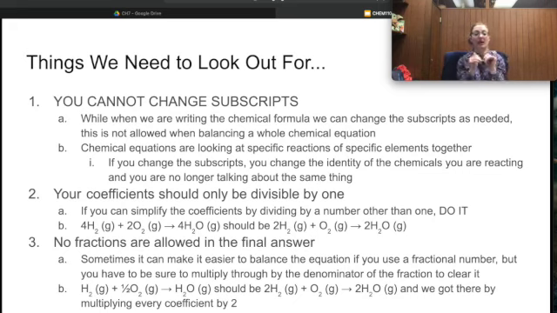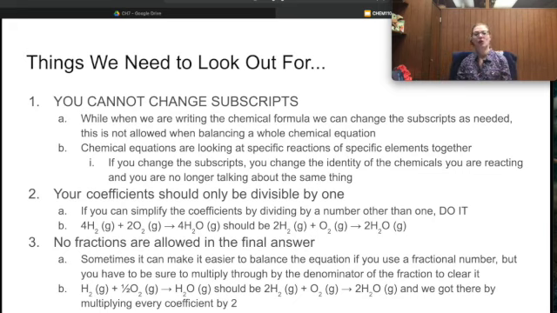Remember, when we're looking at a chemical equation, we're looking at a specific set of reactions of a specific set of elements together. So if you change the subscript, you change the identity of the chemicals you're reacting. You're no longer talking about the same thing. I don't know what equation you're balancing if I asked you to balance something else. So do not change the subscripts, because then you change the identity of the chemicals you have. And you do not want to do that. We want to look at the chemical reactions in question.